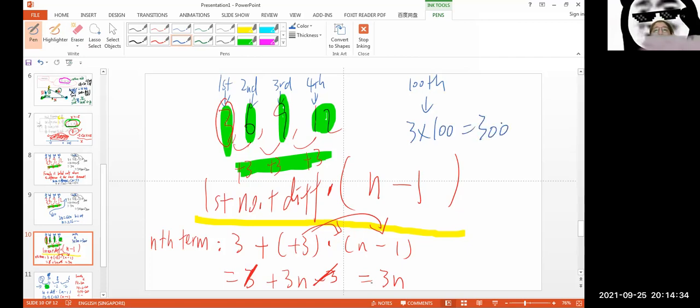In order to use this formula, make sure that all the difference is the same throughout. It's always +3, +3, +3. Then you can use this formula. So far, so good.